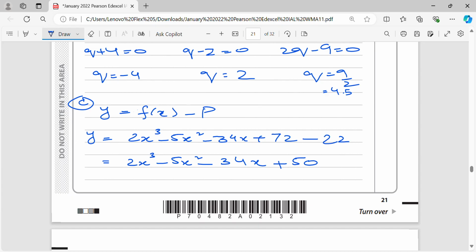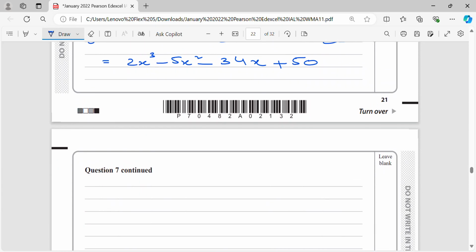Okay, it's time to differentiate it. It's time to take its derivative. So derivative is dy by dx, and that is 6x squared. We multiply coefficient with the power and subtract 1 from the power. So 5 times 2 is 10x minus 34x. Derivative of 34x is negative 34. And plus 50, and derivative of 50 is 0 because it's a constant.